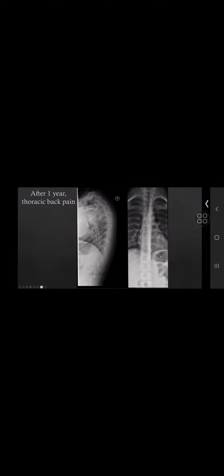He came back after a year with the kyphosis and had quite a number of bones involved. And you don't only get vertebra plana with LCH, you can even get it with CRMO, and that's what this turned out to be.